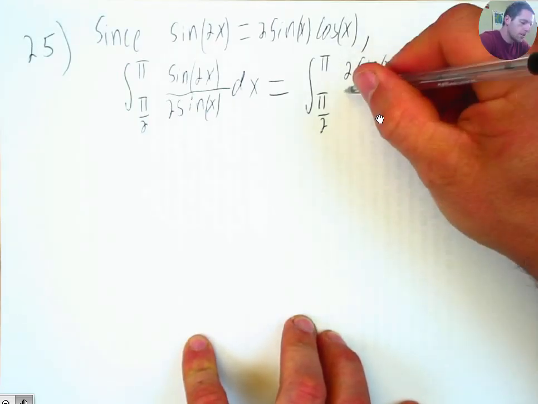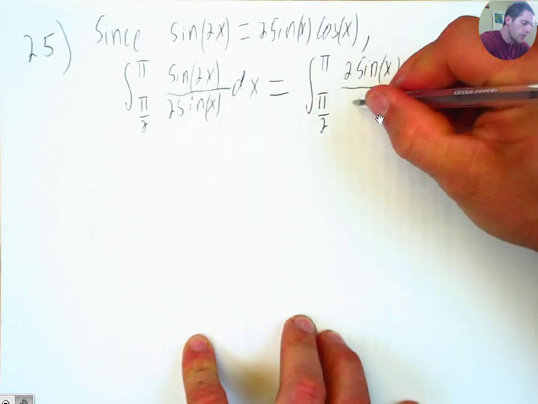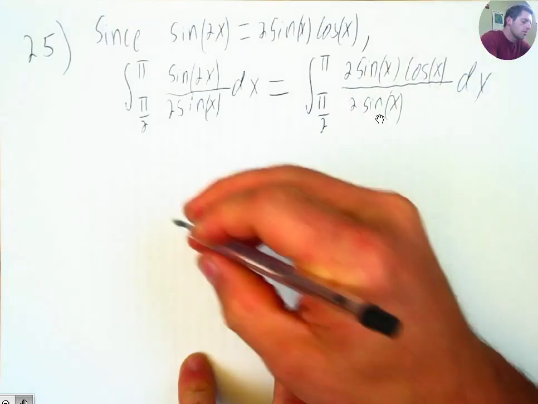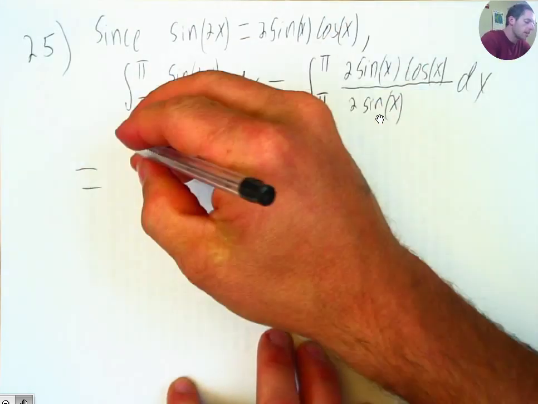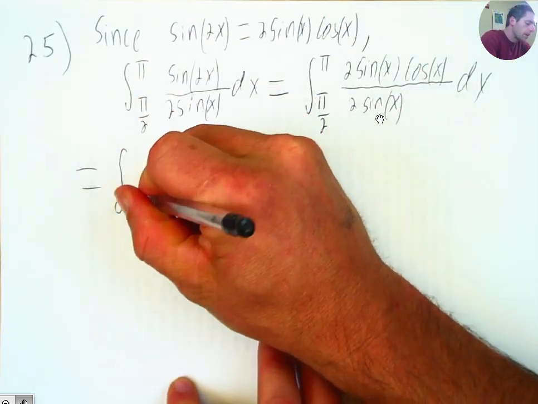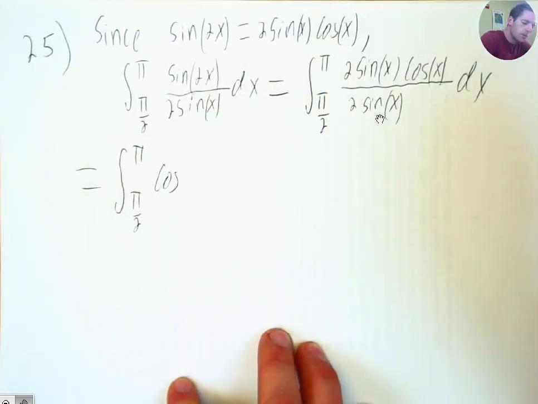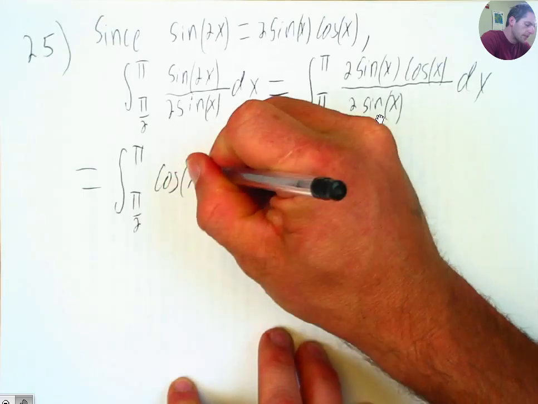All right, simply make that substitution, and down there the sine of x. And as you see, the integrand has been vastly simplified. The integral from pi over 2 to pi of simply cosine of x. Very nice.